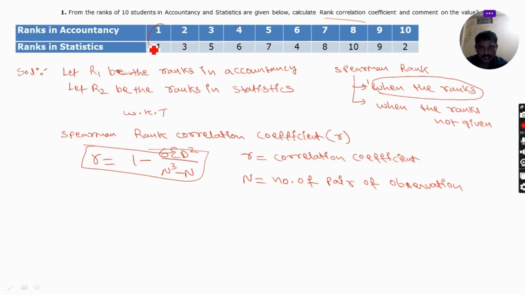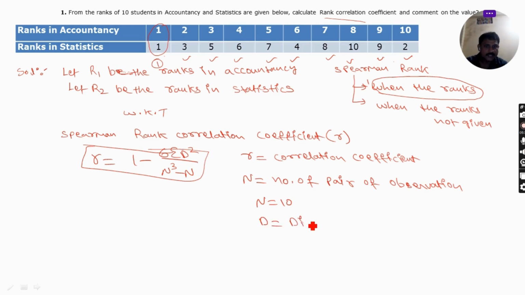Sir, what is the meaning of pair of observations? See, marks in statistics and marks in accounts, that is one pair. So how many pairs are there? 1, 2, 3, 4, 5, 6, 7, 8, 9, 10. So in this problem, the value of n is 10. Clear?